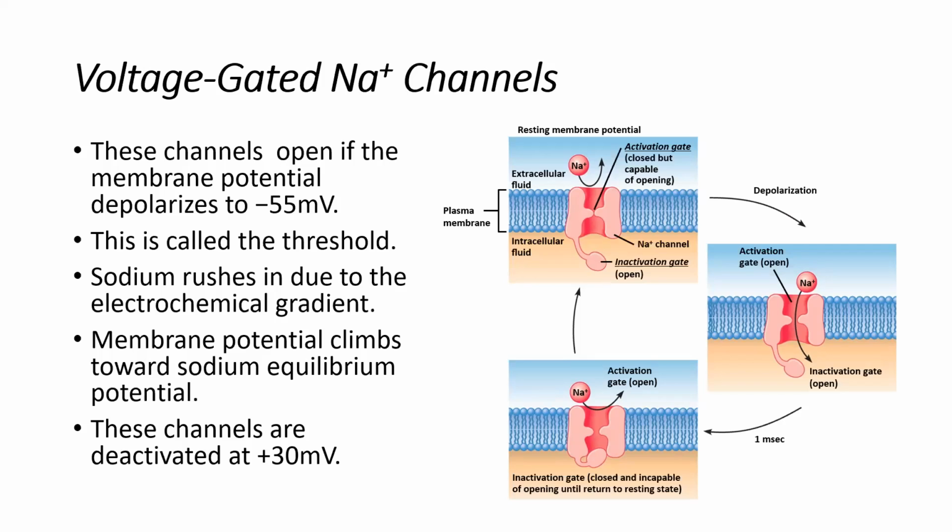When this happens, sodium rushes into the cell because that's the direction of its ECDF into the cell. And the membrane potential rapidly increases towards sodium's equilibrium potential, which we know is very positive at +60, but it never quite gets to that +60. It's going to be deactivated as soon as it hits +30. Again, indicating the fact that this channel is sensitive to different voltages. So at -55, it opens, but at +30, it closes, okay?